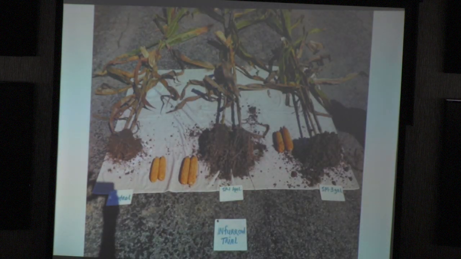Again, showing the root structures, but also the corn ear differences. You can see they are much bigger on just 1 gallon and even 3 gallon. And the root structures, again, have more of the fine hair look, and the silty, even the color is different. It's very dark, meaning it's very alive looking compared to the control.